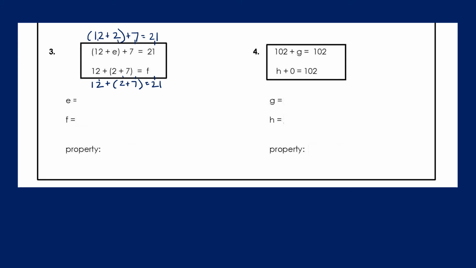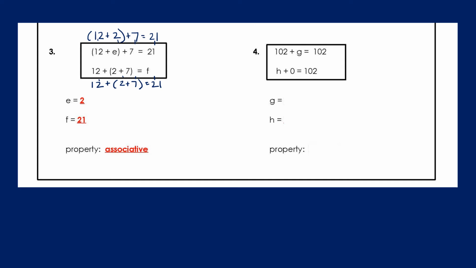So the order of the addends is not changing, okay? Only the parentheses are changing. So this would be the associative property. And E equals 2, and F is going to equal 21. And as I said, we did not change the order of the addends, we just changed how we grouped them. So that would be the associative property.